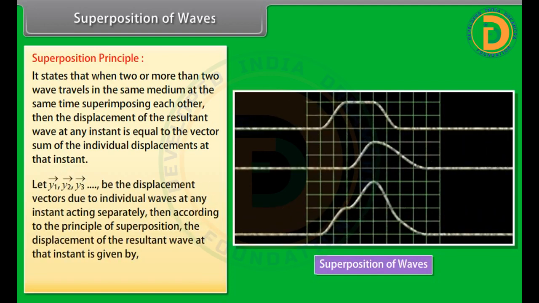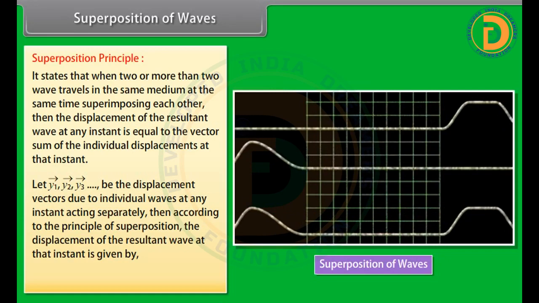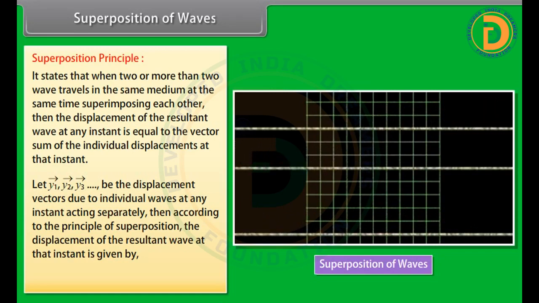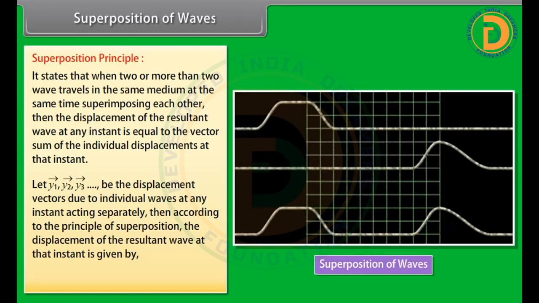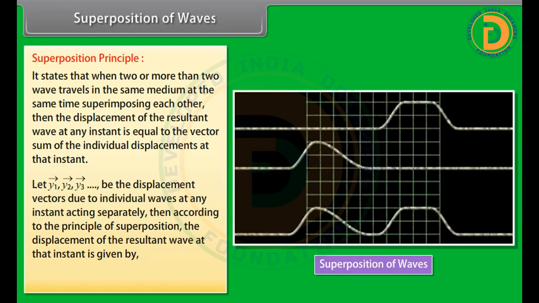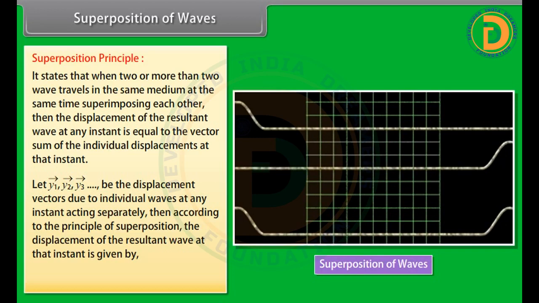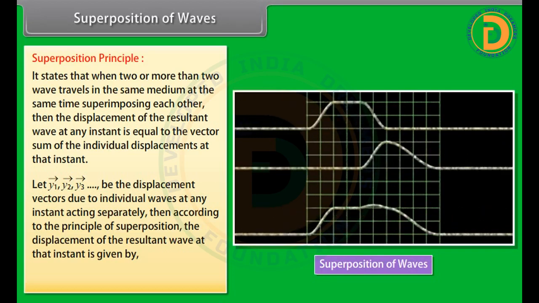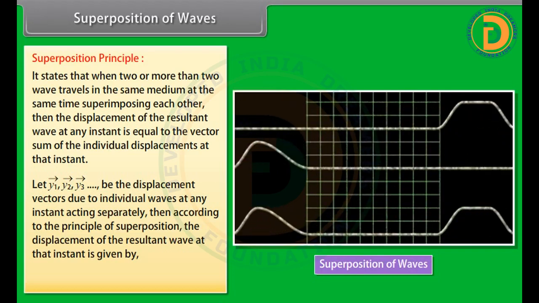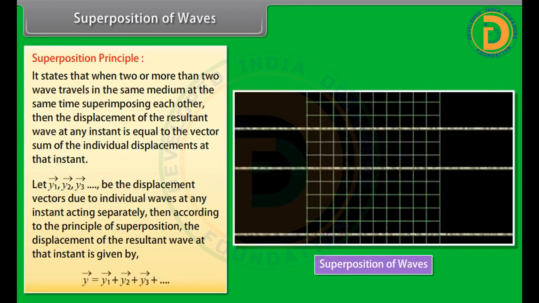Let vector y1, y2, y3 and so on be the displacement vectors due to the individual waves at any instant acting separately, then according to the principle of superposition, the displacement of the resultant wave at that instant is given by vector y1 plus y2 plus y3 plus so on.